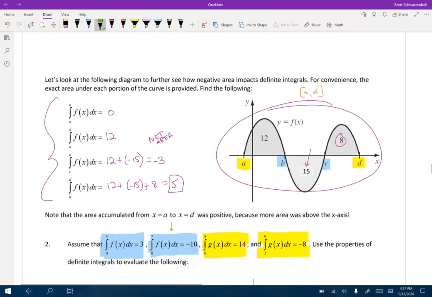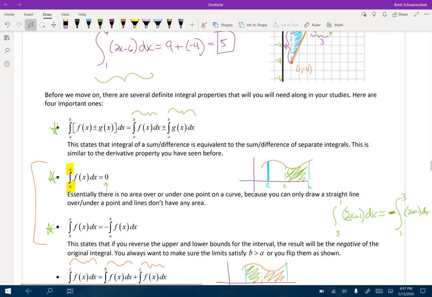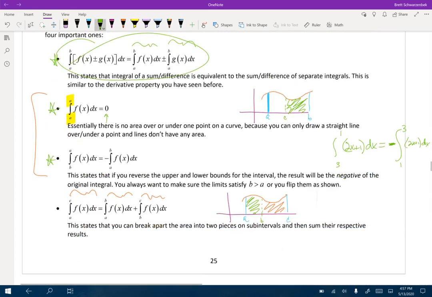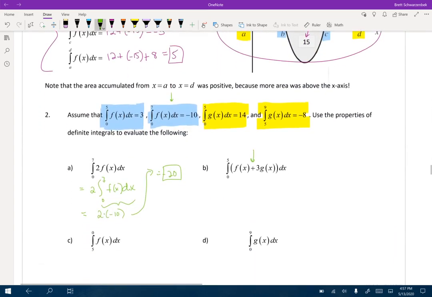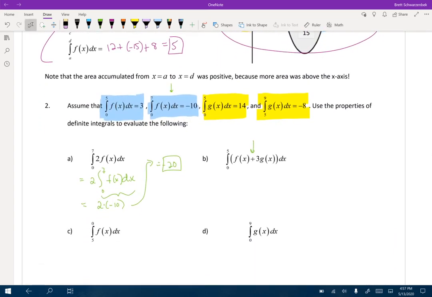What are we doing? We're going back to this, right? If we have a plus sign, we can split that into two different integrals. So the integral of f of x dx plus 3 times the integral from 0 to 5 of g of x dx. Note how the limits of integration are the same on both of them. That is something you didn't have to do before. Now you have to make sure that you do that.